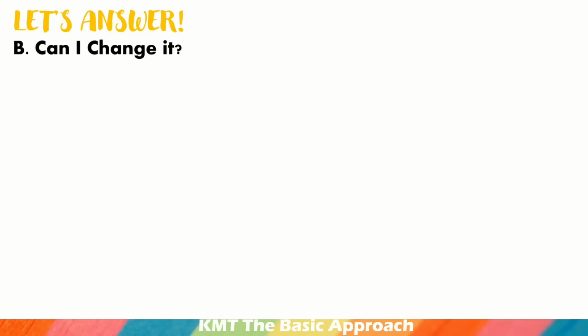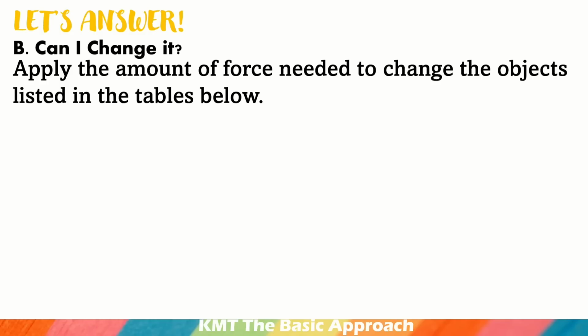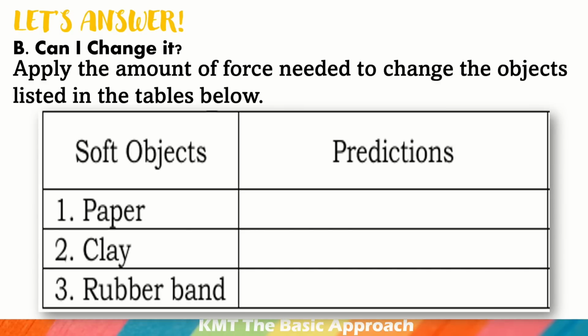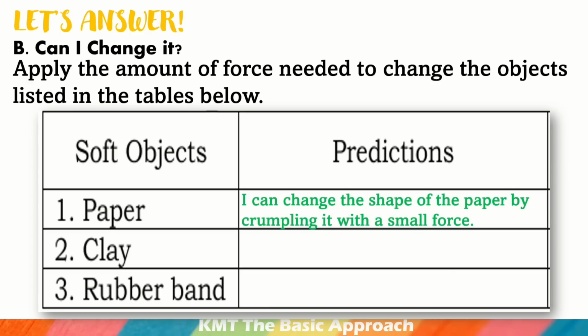Letter B. Can I change it? Apply the amount of force needed to change the objects listed in the tables below. Soft objects are number 1, paper, number 2, clay, number 3, rubber band. Now predict the amount of force needed to change the objects. Let us try to answer number 1. Paper. What will be your prediction? Good job! I can change the shape of the paper by crumpling it with a small force.